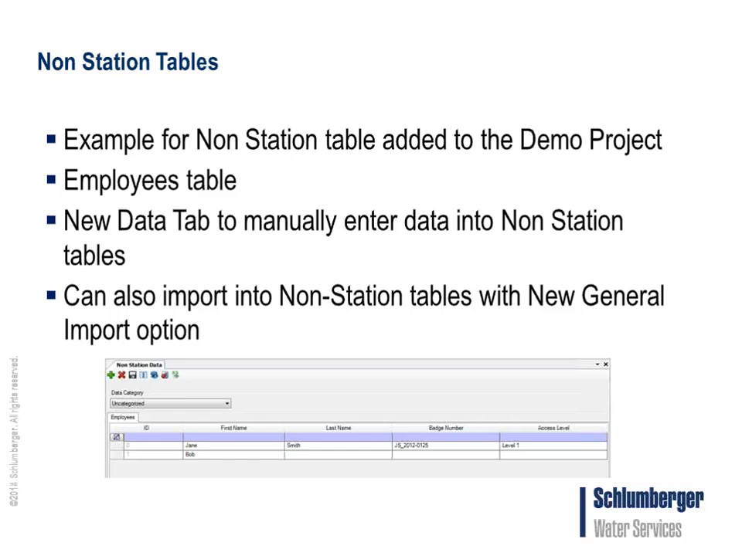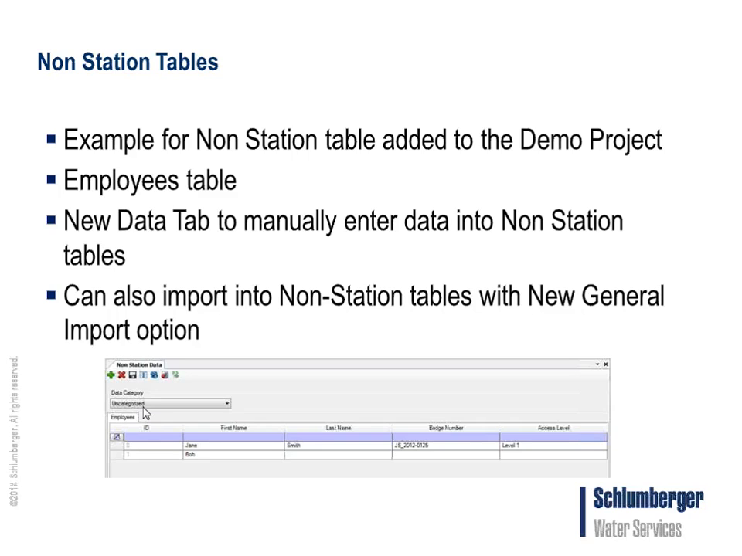So if you're interested in non-station tables and you just sort of want to take a look at what that would look like, we've implemented a non-station table within the demo project. So within HGA 2014.1 or .2, whichever one you have installed, if you install the demo project, so it won't be in any of the old versions of the demo project, but if you install the demo project again, it will include a new table called employees, and we actually put this under an uncategorized data category, but you can make your own categories to put these tables into.